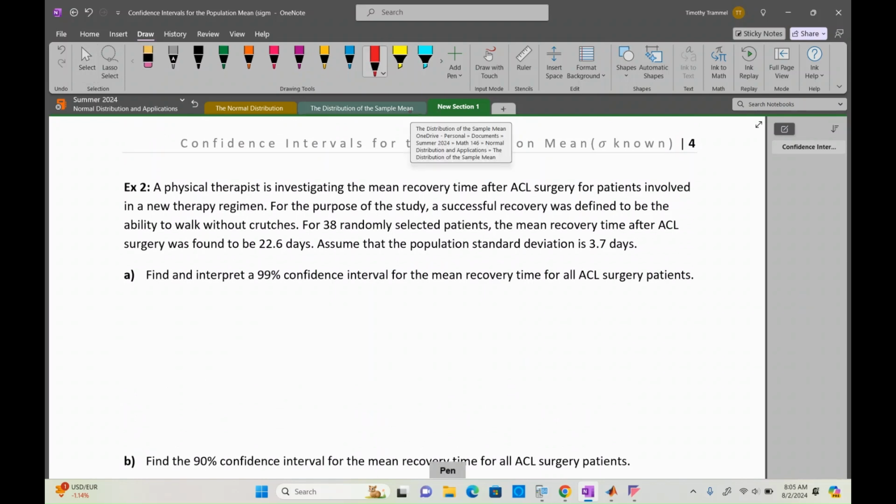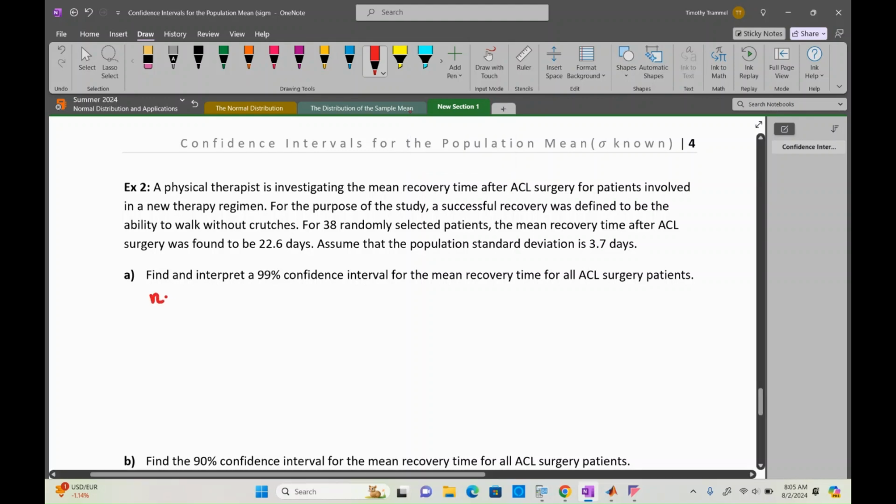So if we go ahead and start writing down what some of these things are that we were given, for instance, we were given that there were 38 patients, so that's our n. We were also given the sample mean recovery time, which was 22.6 days, so that's our point estimate. And then we have our population standard deviation, sigma.